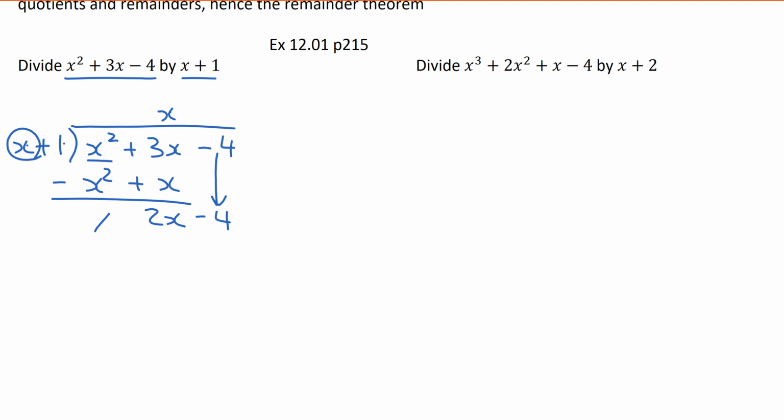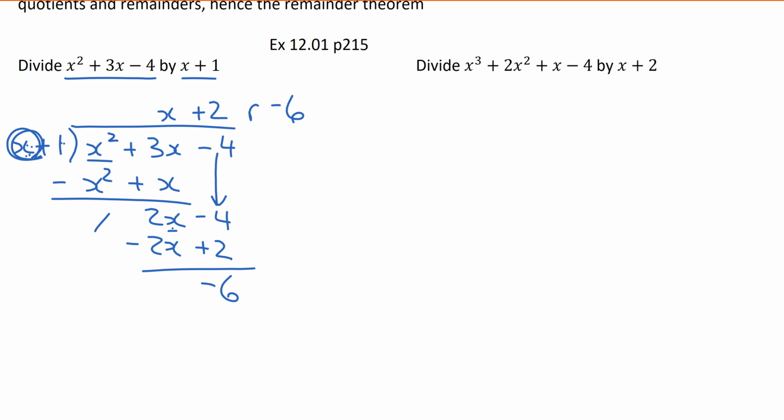Now what do I do? How many times does x go into 2x? Positive 2 times. 2 times x gives you 2x. 2 times 1 gives you positive 2. When I subtract those, what do I get? Negative 6. What do I do with that negative 6? That's my remainder. Okay? Everyone happy with that?